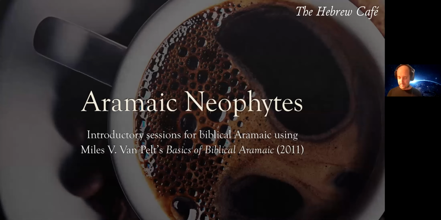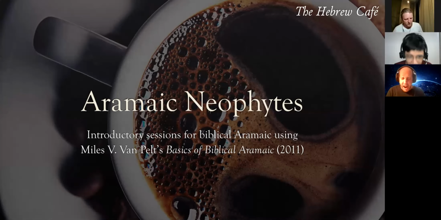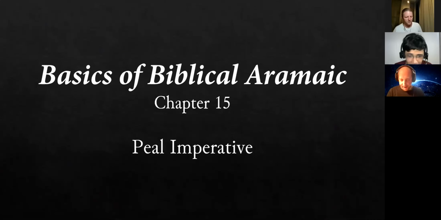The screen says recording. So we are on chapter 15 of Basics of Biblical Aramaic by Miles Van Pelt. I'm being told that my internet connection is unstable, and I expect to have problems tonight because it's been stupid. We are looking at the Peal Imperative, and we're going to do our best to fill in as many gaps as we can because the text is not systematic in how they approach these things, and it's reasonable that it wouldn't be systematic because not all forms are testified to in the Aramaic portions of the Bible.